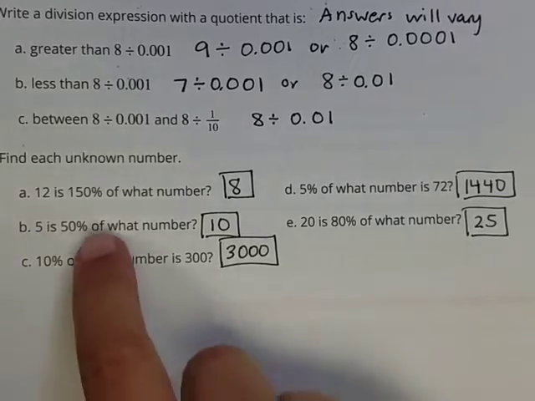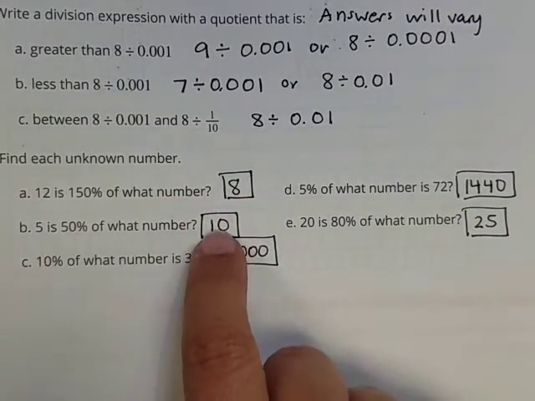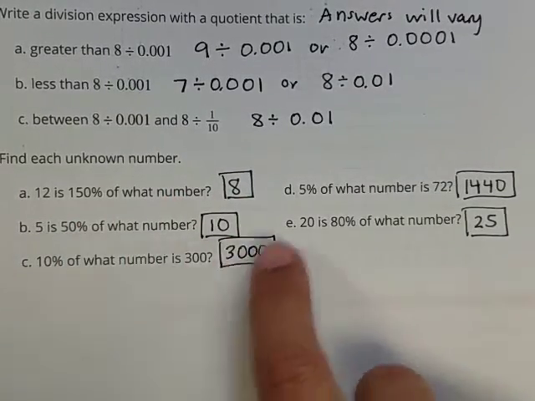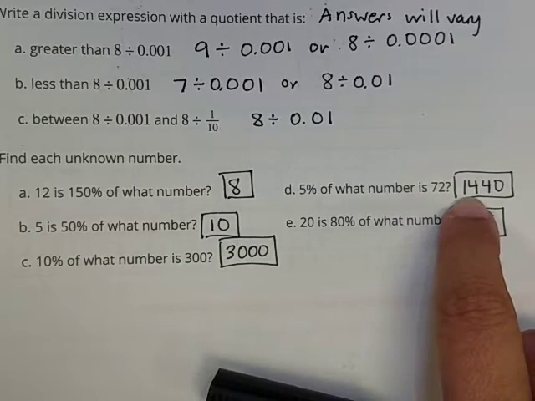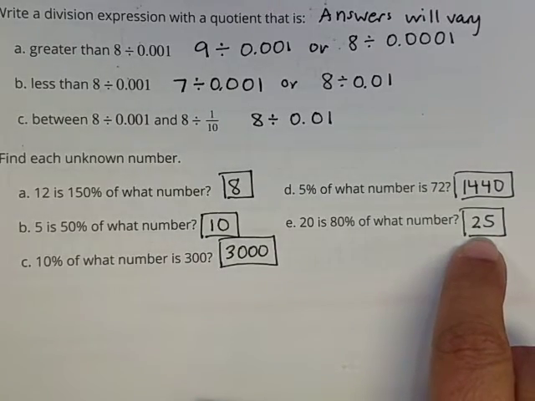All right, and then the last one, I got 8 for A, 10 for B, 3000 for C, 1440 for D, and then 25 for E.